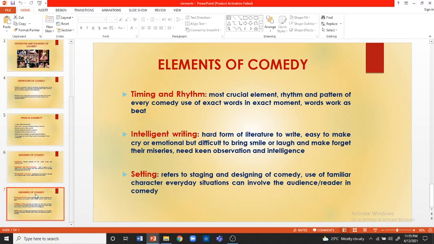Familiar and everyday situations can really invest the reader in the text of the comedy. It means familiar and everyday situations which are loved and liked by every common man. And that's why familiar and everyday situations can really invest the audience or the reader in the text of comedy.